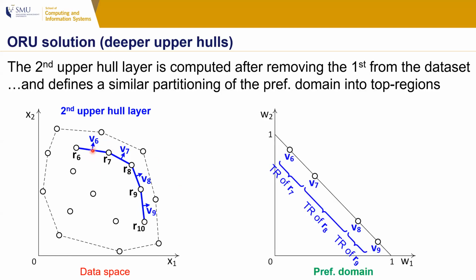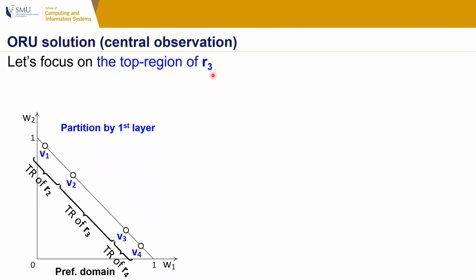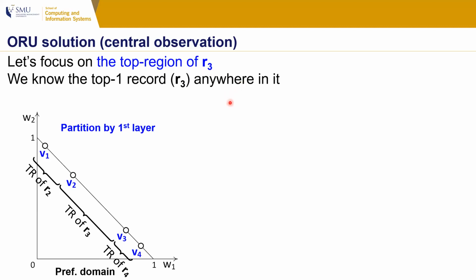Now, similarly, the facet norms in this second upper hull layer also partition my preference domain into another set of top regions. So let's focus on the top region of R3. R3 belongs to the first layer. So we know that for any preference vector inside the top region of R3, of course, R3 is going to be the top-one record.